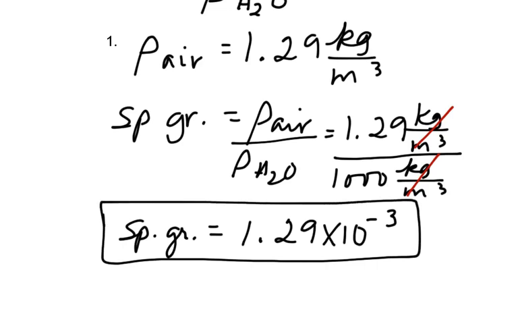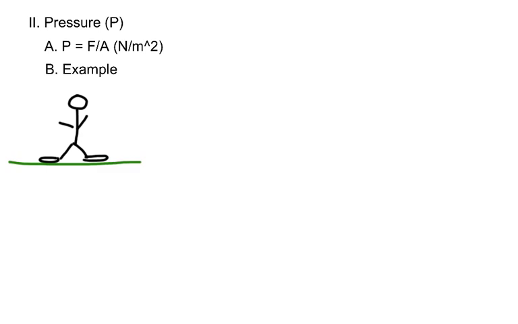Notice, no unit. Okay, now I'd like to define pressure. In general, pressure is equal to the force applied to an object divided by the area upon which that force is applied. And the SI unit for pressure is a Newton per meter squared. Let's do an example. We have a person with a mass of 60 kilograms, and what is the pressure this person applies on the ground?